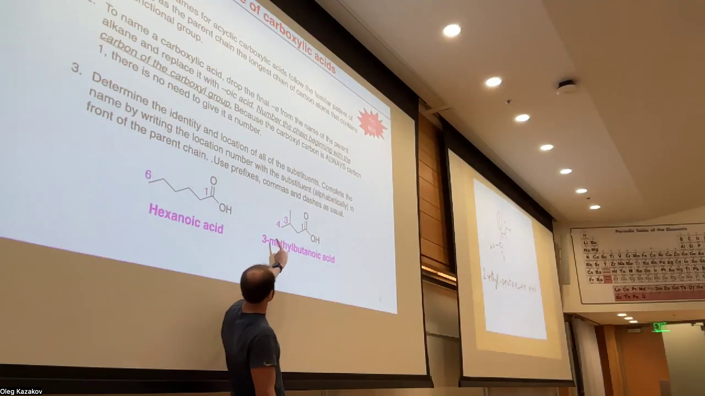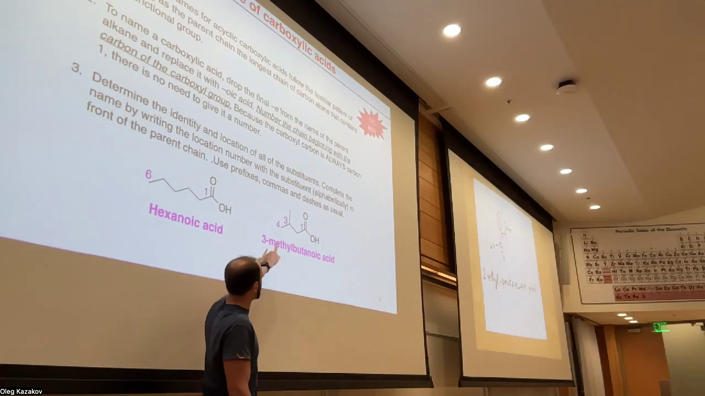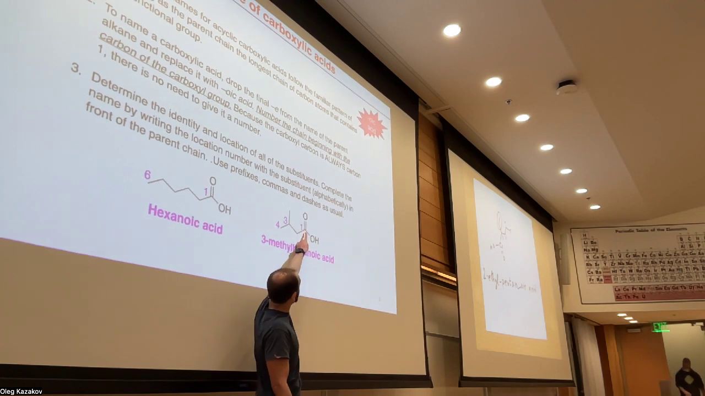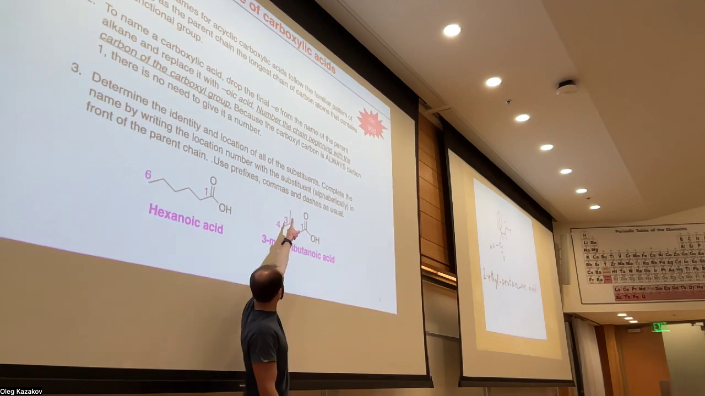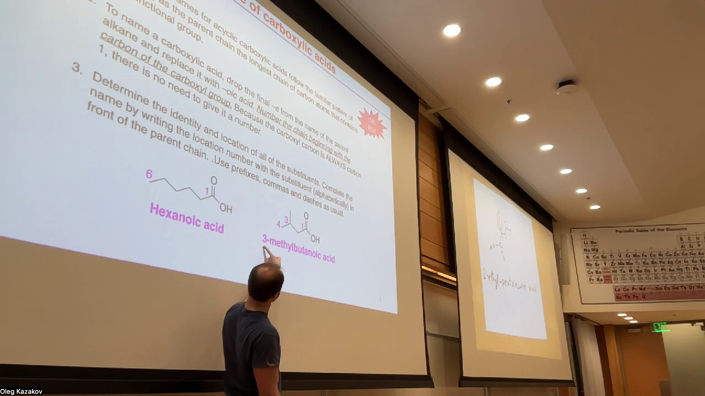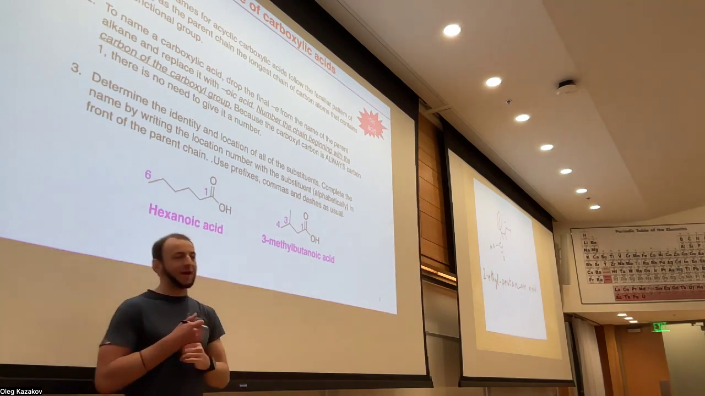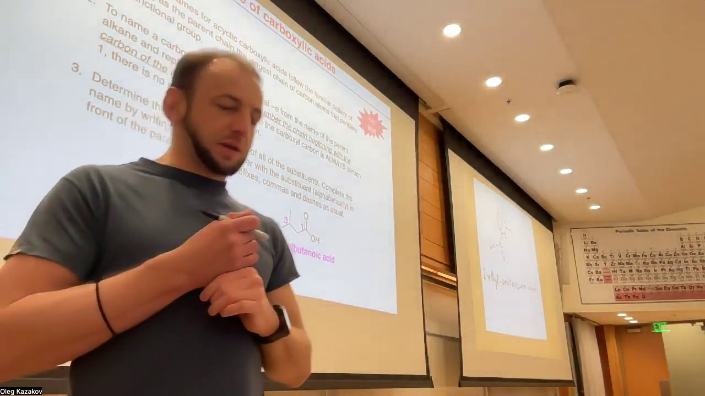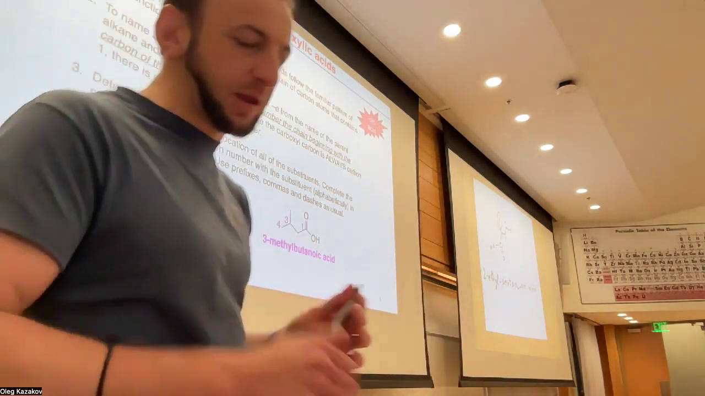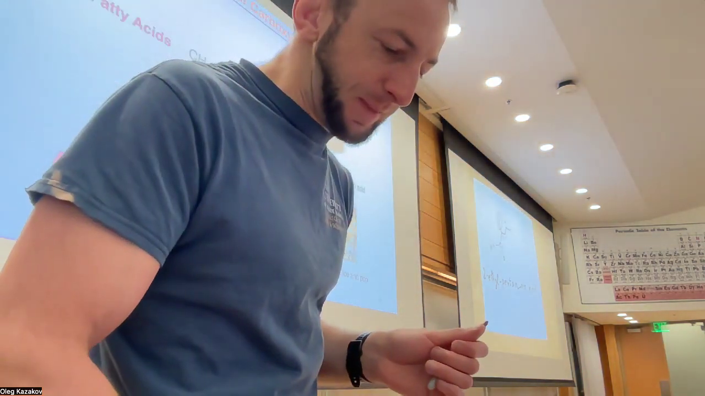Butanoic acid, but also on carbon number 3, starting with this as carbon number 1, we're going to have the methyl, right? So that's the methyl right there. So 3-methyl butanoic acid will be your result in this naming. Okay, so that's quite nice.